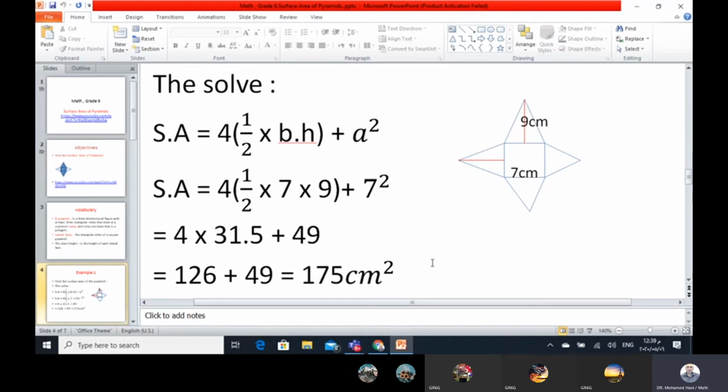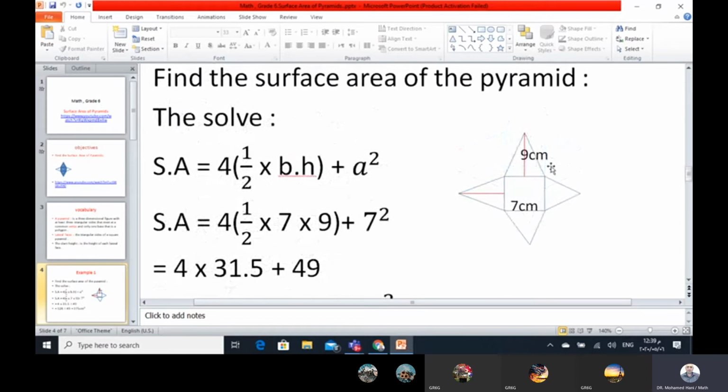I will repeat. This figure is the open figure of the pyramid. How to solve the surface area? SA means surface area. We don't have a fixed rule here. We can solve the area of the base, then we can solve the areas of the lateral faces, then we can add all the areas.